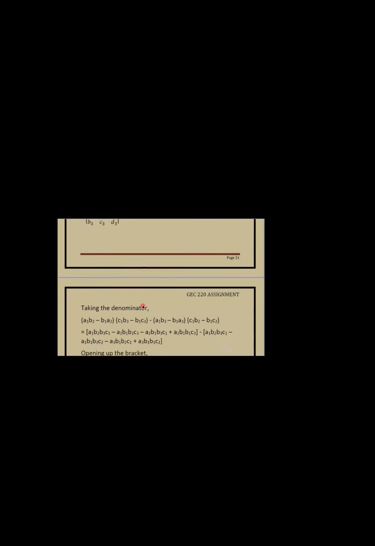But you see, leaving it like this, it looks so clumsy. And then we have this in matrix form for easy comprehension. And of course, overall, at this. Now we take the denominator and we do likewise. Open up the bracket. Open it more.